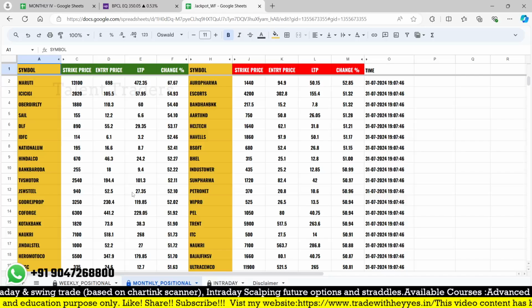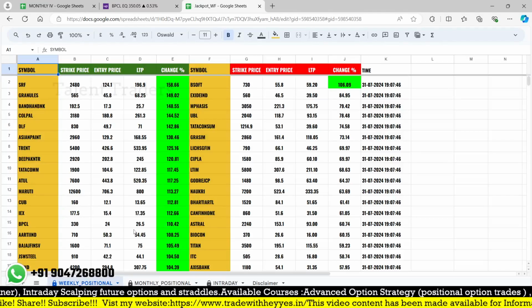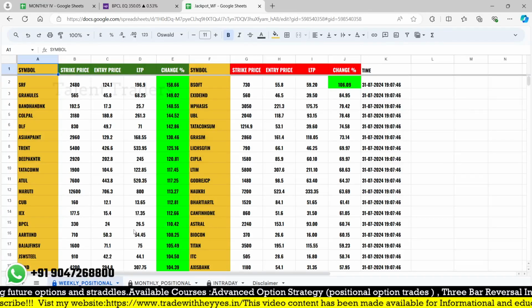And the same with the weekly, which has been running from last Monday. So almost 3 days have gone. So these are all the opportunities. While we are updating on Monday, we don't get a lot of stocks.